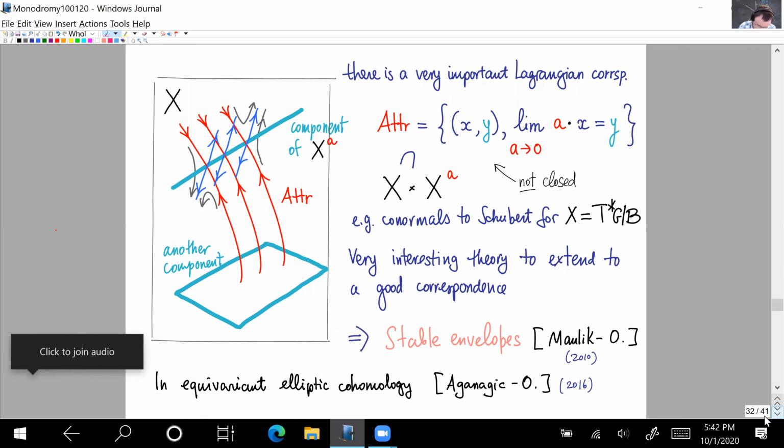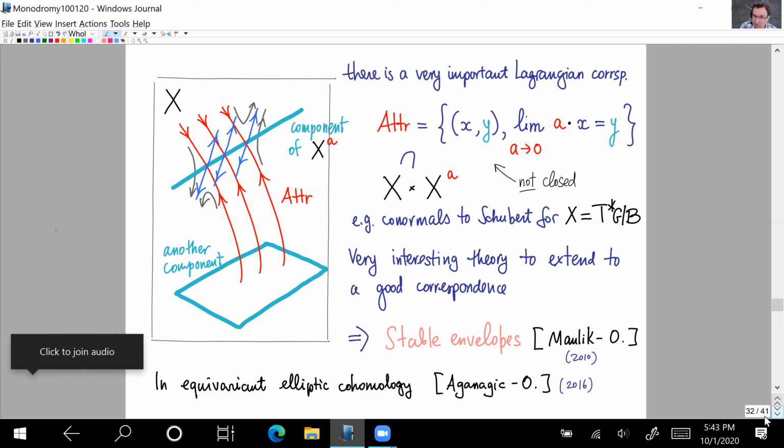Right. And so what's that correspondence? I don't want to belabor this too much. At every single talk I give, I have to say a word or two about these elliptic stable envelopes. The correspondence is an improvement of a very natural correspondence. If we have a fixed locus and the ambient variety, then there is a very nice Lagrangian correspondence that's just attracting.